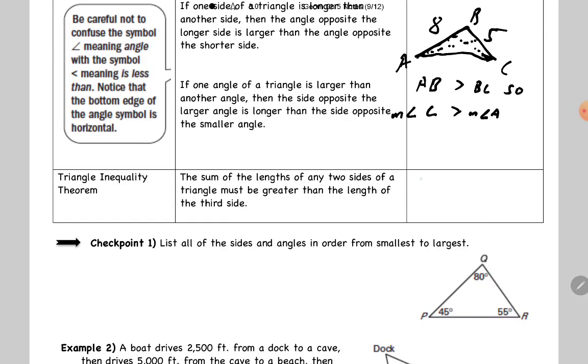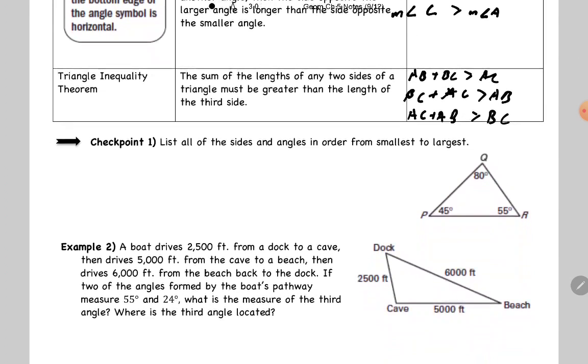But here's the triangle inequality theorem. The sum of the lengths of any two sides must be bigger than the length of the third side. So AB plus BC must be bigger than AC. If you take BC and add AC, then that must be bigger than AB. And then lastly, AC plus AB must be bigger than BC. So if you take any two sides of a triangle and add them together, the sum must be bigger than the third side. Otherwise, you do not have a triangle.